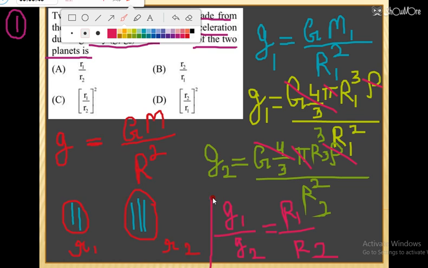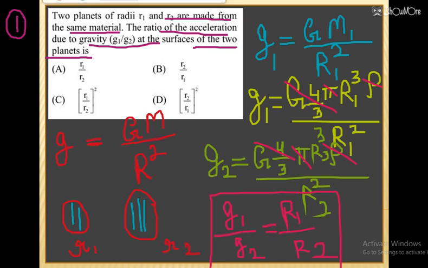I hope you can see the step-by-step procedure, and after that you can note down this question. I hope the question is clear. You can note down how we have done this question, because if I do not use the relation of density and volume, then M1 and M2 will be in the final relation.